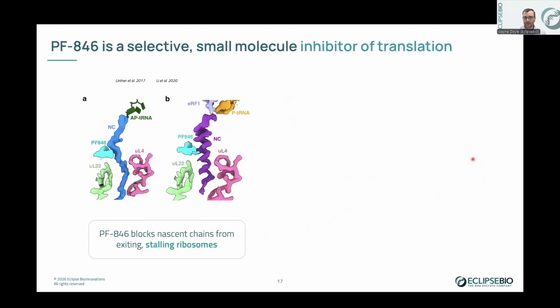And this is based off an analysis of a drug that Pfizer developed in 2017 called PF846. This was a drug developed to treat cholesterol disease. It's a small molecule that is able to enter the exit channel of a ribosome. For the vast majority of RNAs that are being translated, this drug has no effect. But in a very small subset of proteins that are being generated, this small molecule interacts with the nascent chain that is being generated. It then leads to a conformational change, and then the ribosome gets stuck.